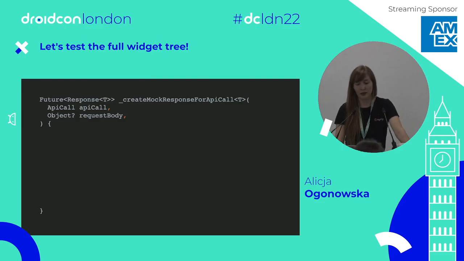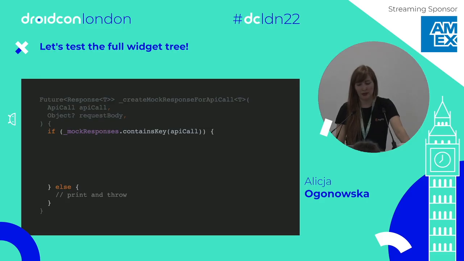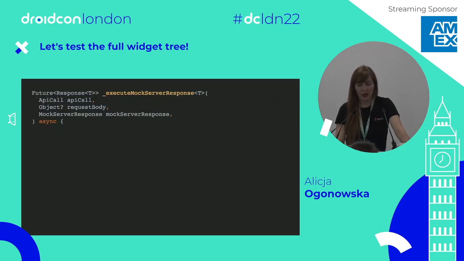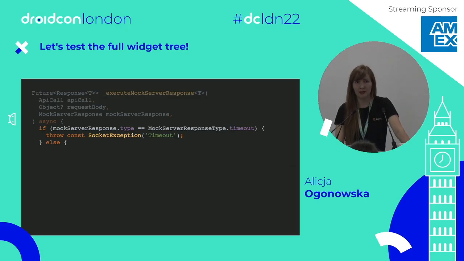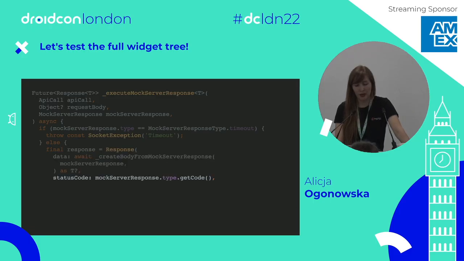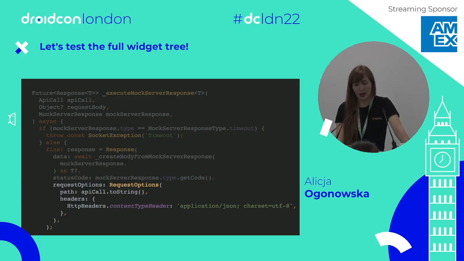And then I'll be creating the actual mock response. So first, I'm checking if my map contains this API call. Do I have a response mocked for it? If no, then of course print and throw. And if yes, I want to grab it and execute it. When it comes to execution, if it's a response type of timeout, I'll just throw and I'm done for now. But if it's something different, then I still have to handle it and create a body for it. I'll get back to it, get the response code, and also add the request options.